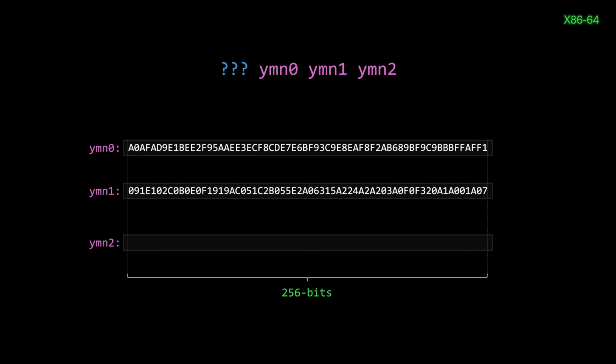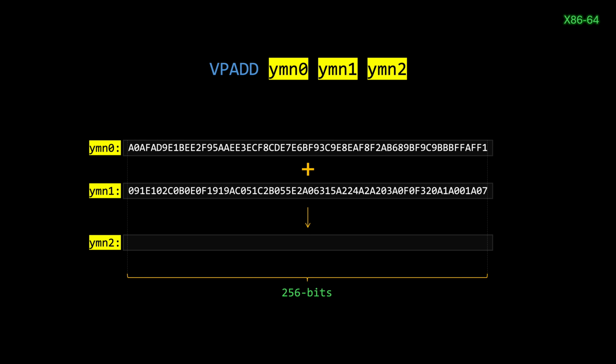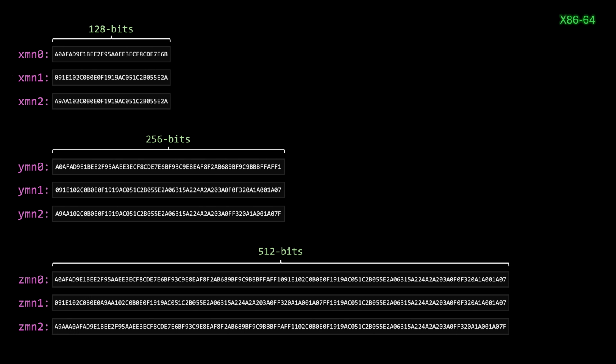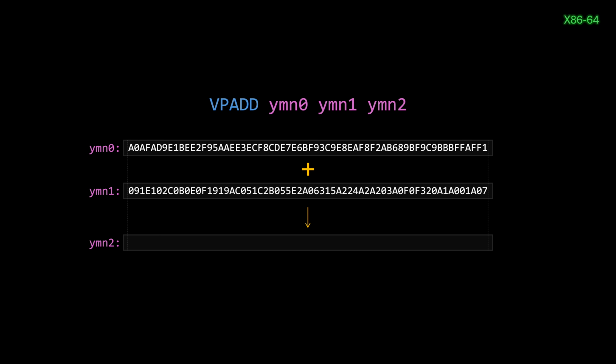With the AVX family of instructions, many vector instructions begin with a VP or V, which indicates that we are dealing with a vector-packed operation. The name of the vector register tells us how wide the register is. XMM registers are 128 bits wide, YMM registers are 256 bits wide, and ZMM registers are 512 bits wide. Then the instruction itself tells the processor how the contents of that register should be interpreted.